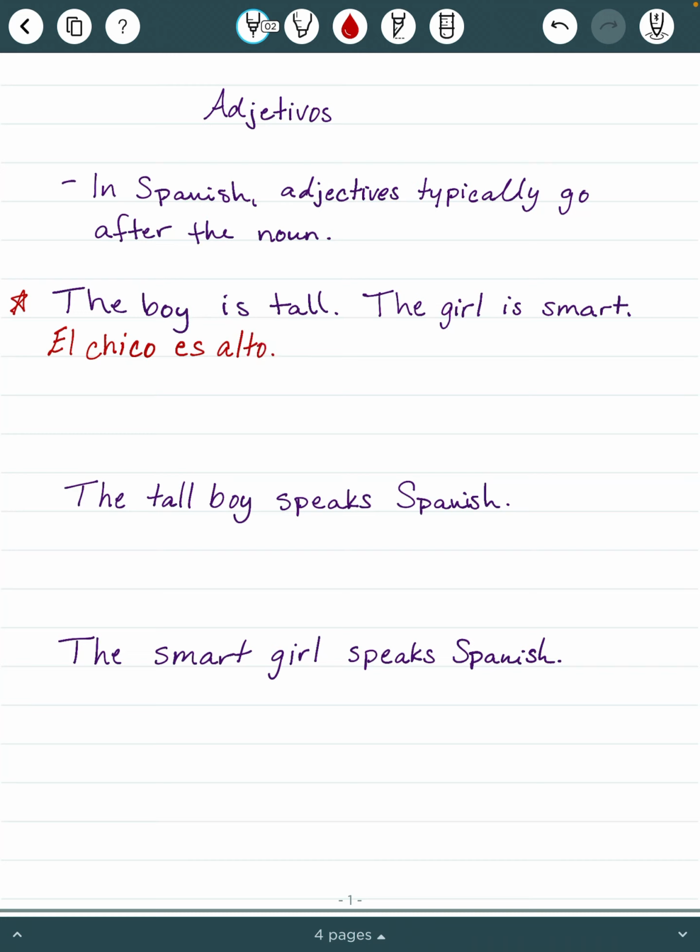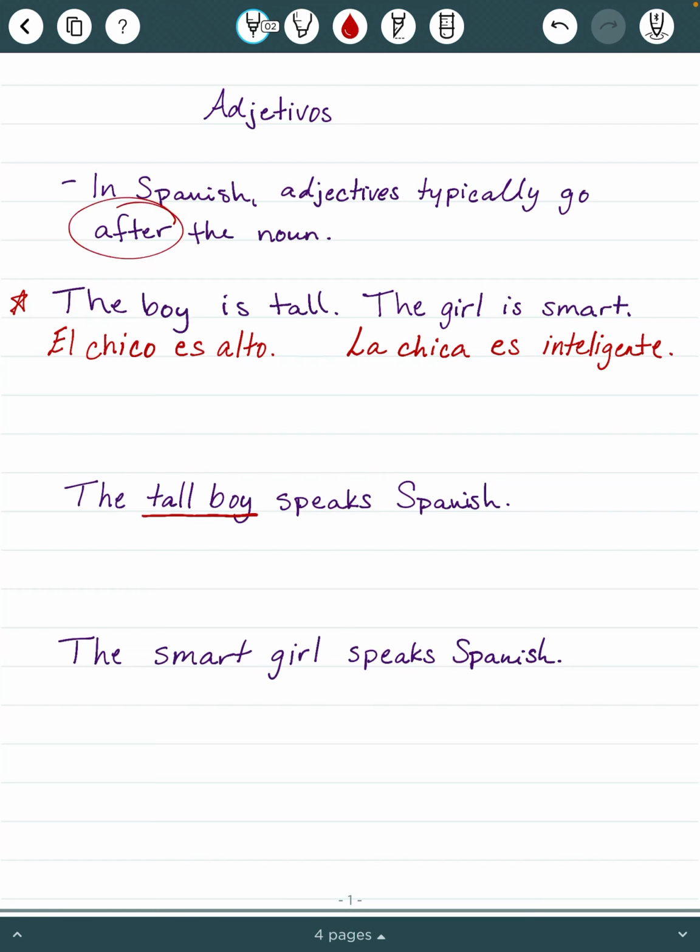To say the girl is smart, it's just going to be a word for word translation. So the girl, la chica, and then is, es. And our word for smart is inteligente. So that's pretty straightforward. Now, when we get down to these next couple of sentences, we have our noun and our adjective right next to each other. So again, adjectives are going to go after the noun.